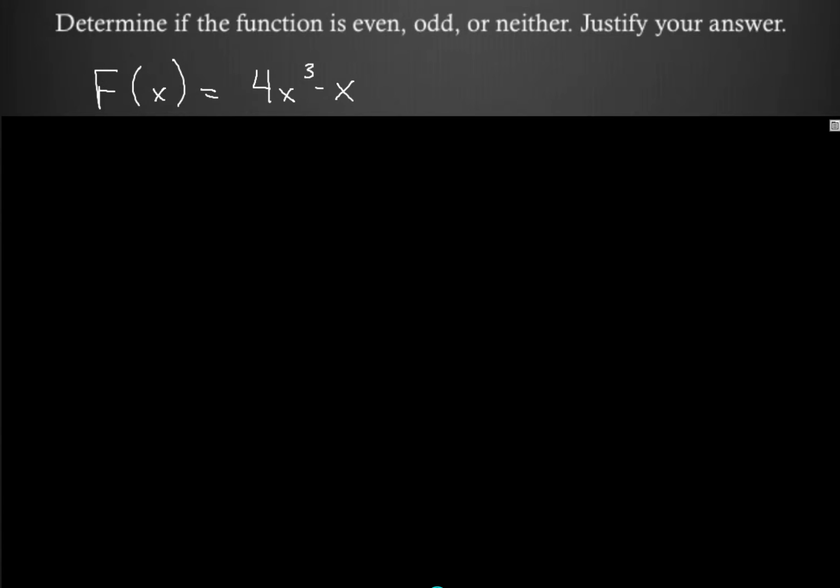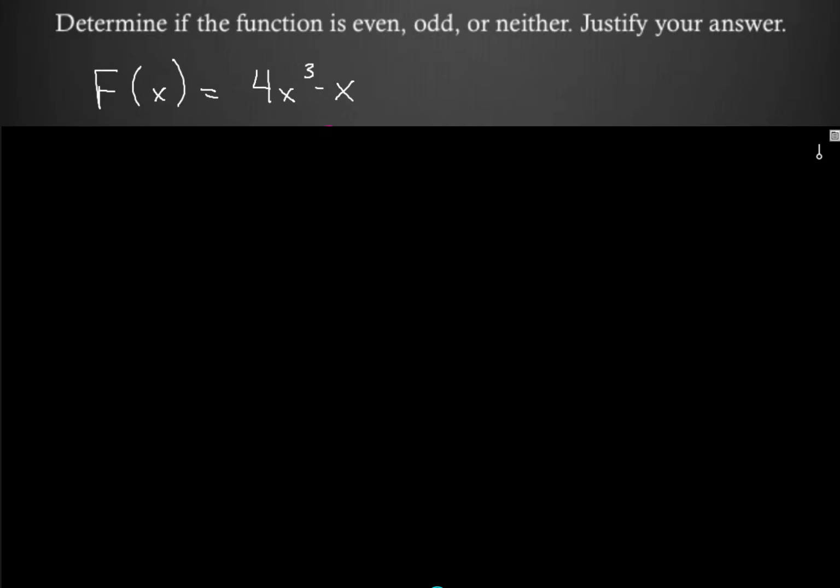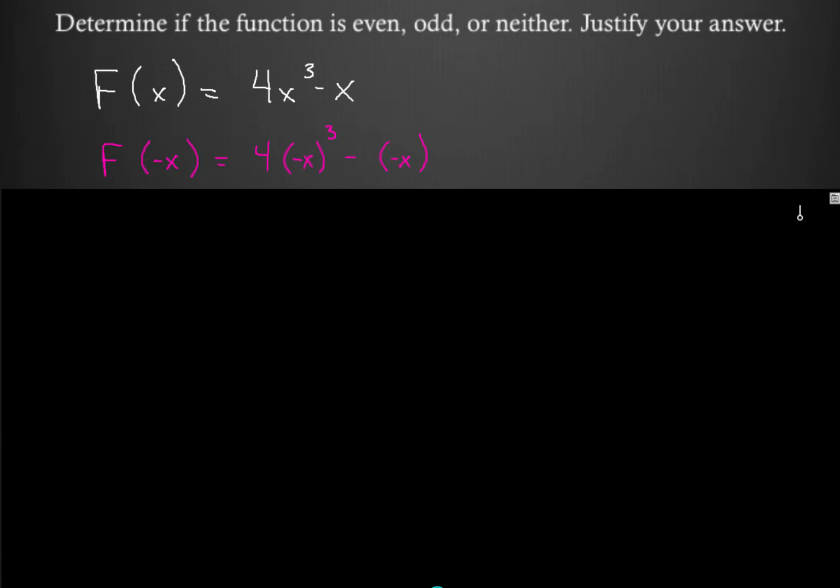Here in this example, we're going to determine if the function is even, odd, or neither, justifying our answer. Our function is f of x equals 4x cubed minus x. Now we're going to replace x with negative x. When we find f of negative x, we're going to have 4 times the quantity negative x cubed minus negative x.